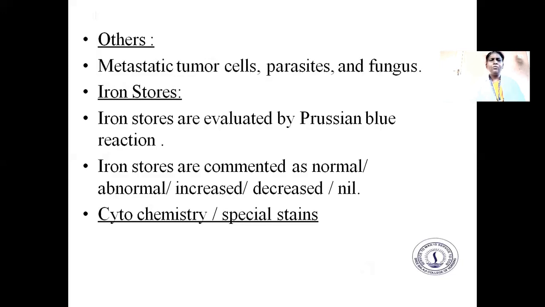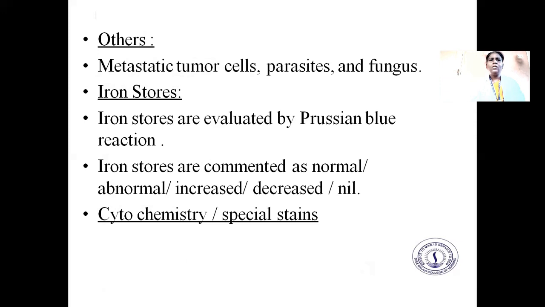Next, we also need to evaluate other findings, that is, metastatic tumor cells, parasites and fungus. Then we need to see the iron stores. Iron stores are evaluated by Prussian blue reaction. Then iron stores are commented as normal or abnormal, increased or decreased, or nil. Then we need to do cytochemistry and special stains.